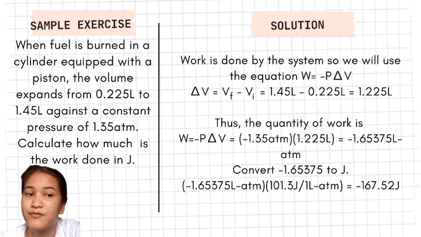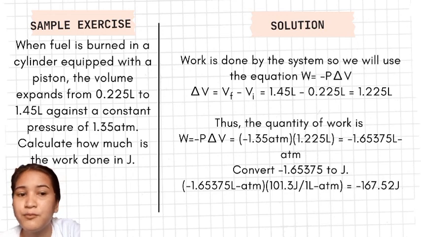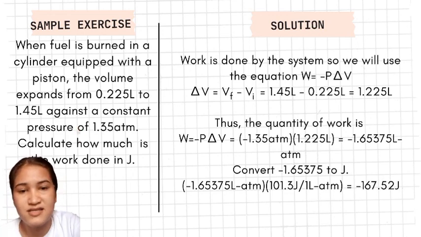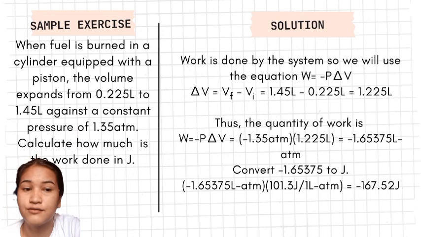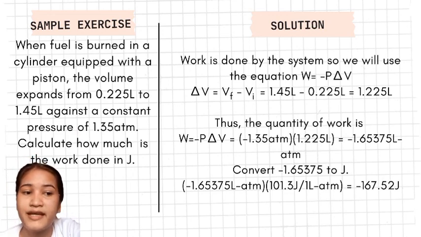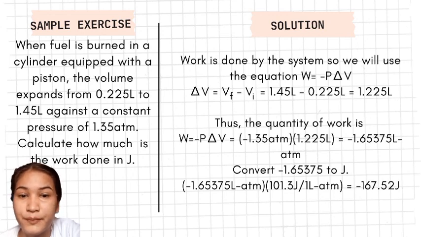1.65375 liter-atmospheres. The problem wants the answer to be expressed in joules, so let's convert negative 1.65375 to joules. Negative 1.65375 liter-atmospheres multiplied by 101.3 joules per 1 liter-atmosphere. We now have the answer negative 167.52 joules as the work done.